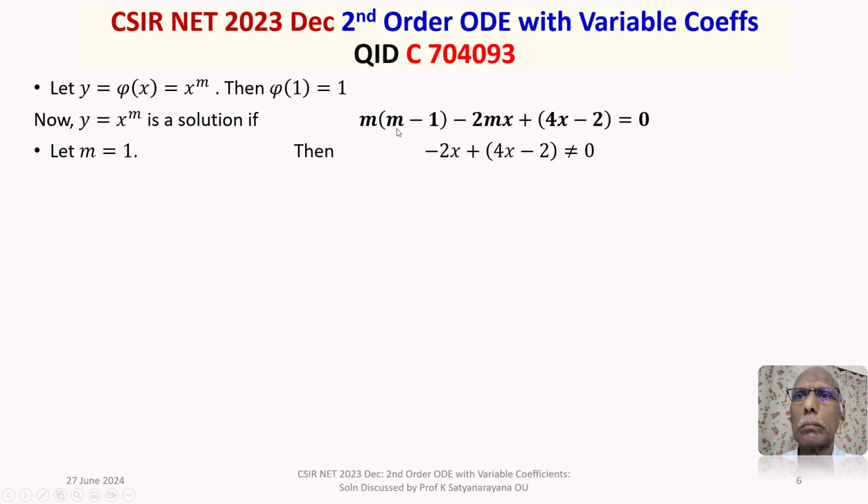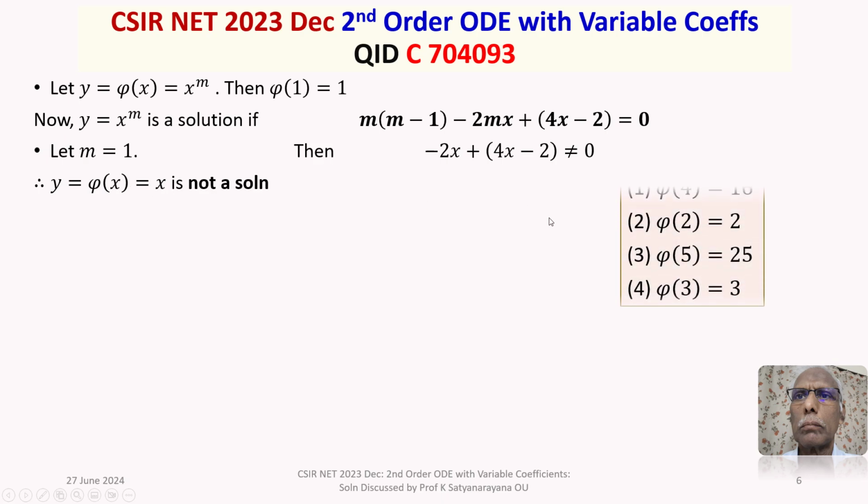If you do not want to go by this condition, get into the differential equation and substitute y is equal to x there, then it will not satisfy. Therefore, it's not a solution. So y is equal to phi of x, that is equal to x, because x to the power of m with m equal to 1, phi of x is equal to x is not a solution.